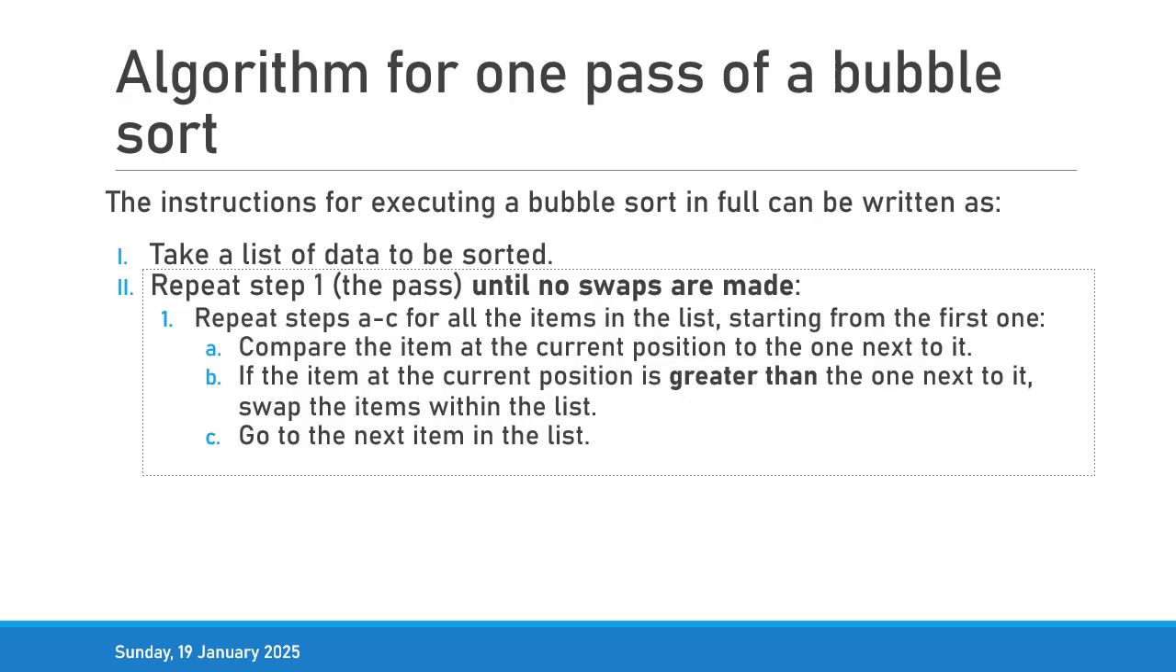So that bit in bold that's there, what we're going to do is keep repeating those steps until no swaps are made. We're going to compare those pairs, and if no swaps are made as we go through from the first to the last, then we know that those numbers must be in order.